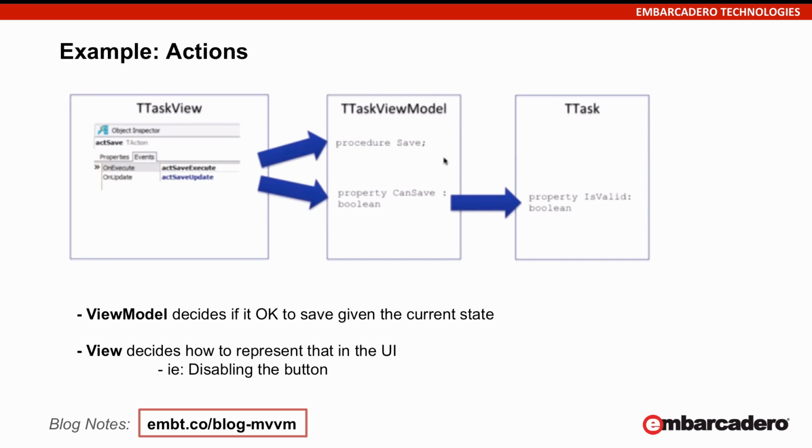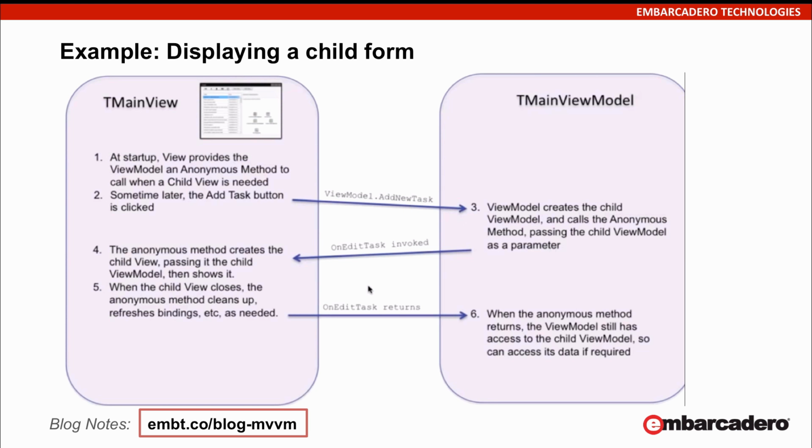At startup, the view provides the view model an anonymous method to call when a child view is needed. Sometime later, the Add Task button is clicked and the view model's add new task method is invoked. The view model then creates the child view model and calls that anonymous method, passing the created view model in as a parameter. The anonymous method then creates the child view and passes it the child view model, and then is responsible for actually representing it and displaying it within the application. When the child view closes, the anonymous method cleans up, refreshes bindings, and so forth.